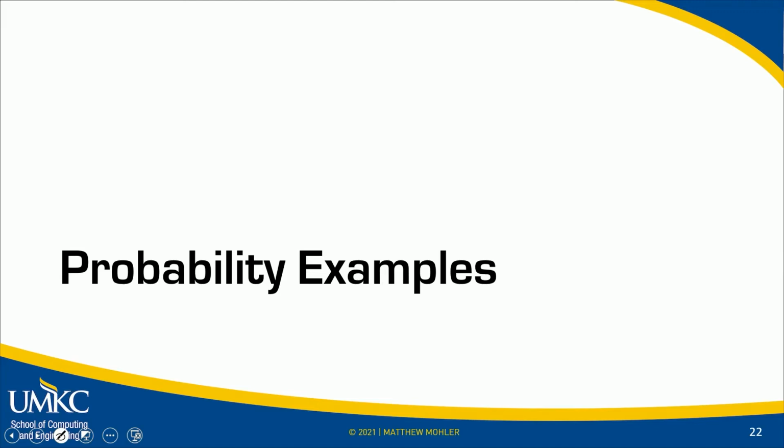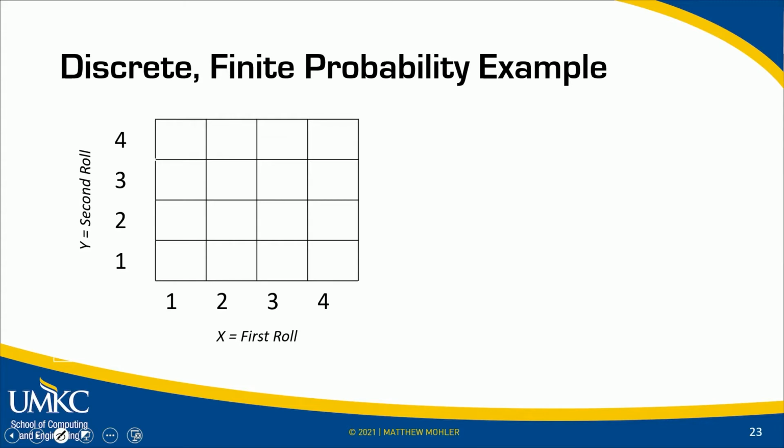So now that we have a little bit of a handle on some of the rules and properties associated with calculating probabilities, let's work some examples. The first example we'll look at is that of a discrete finite probability. Let's assume that we have a die that is four-sided. So there's four different sides to this die. It can have a result of 1, 2, 3, or 4 on each roll.